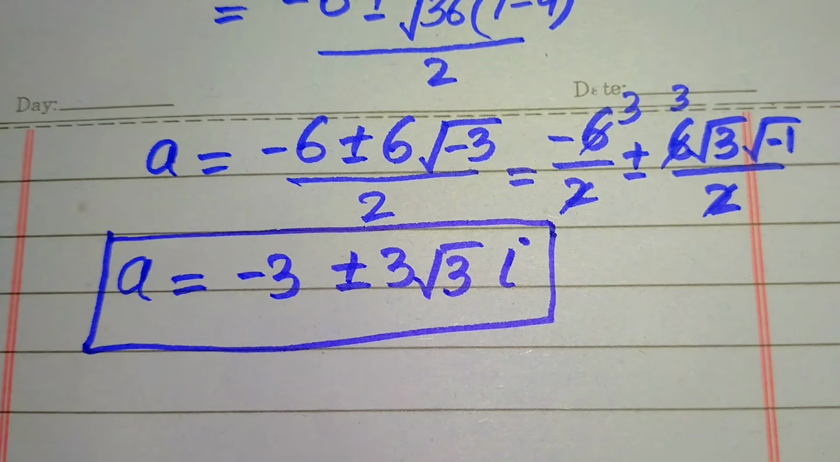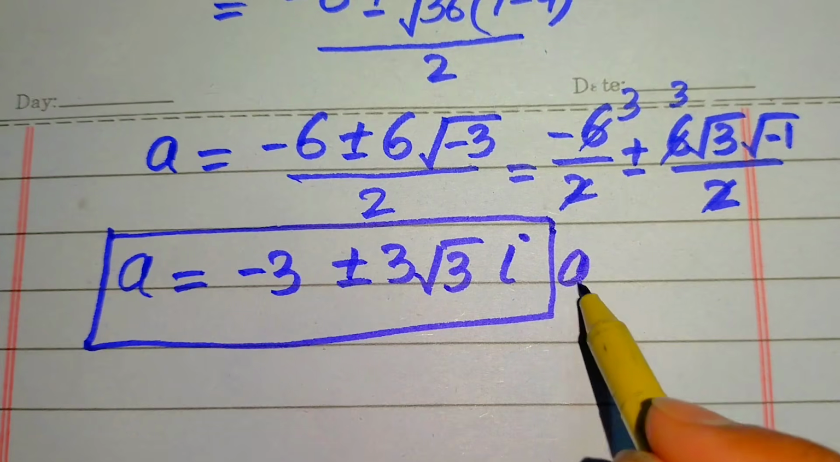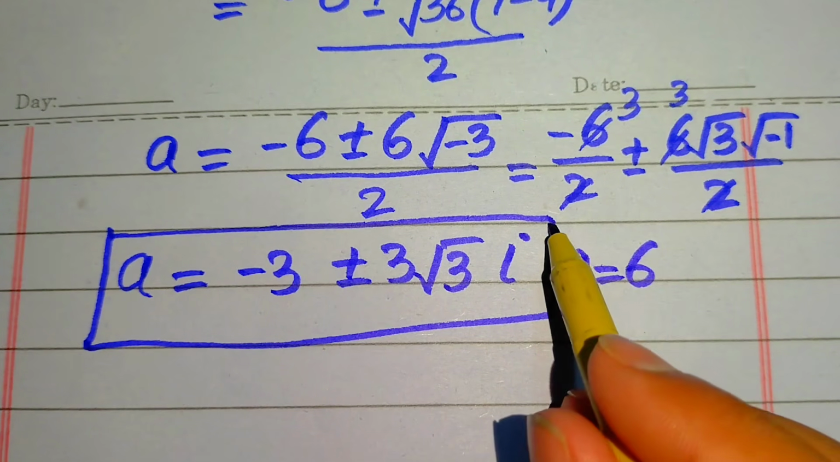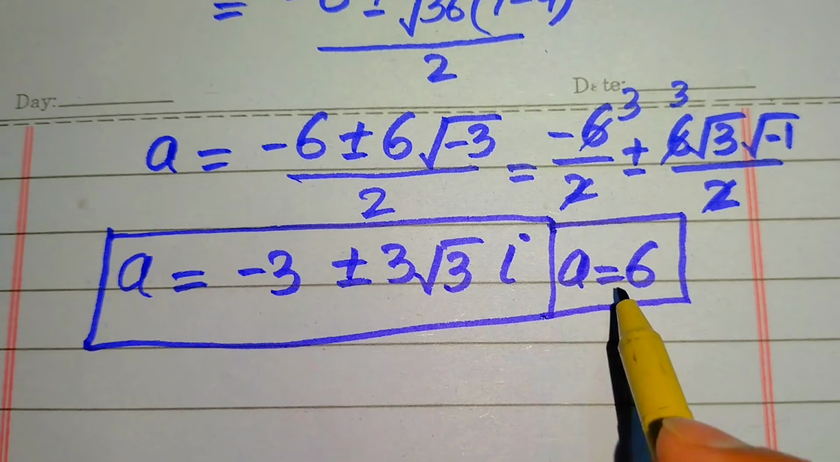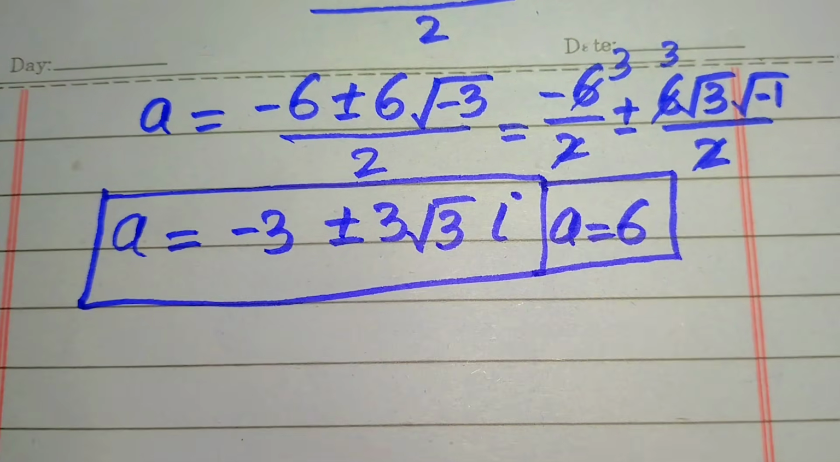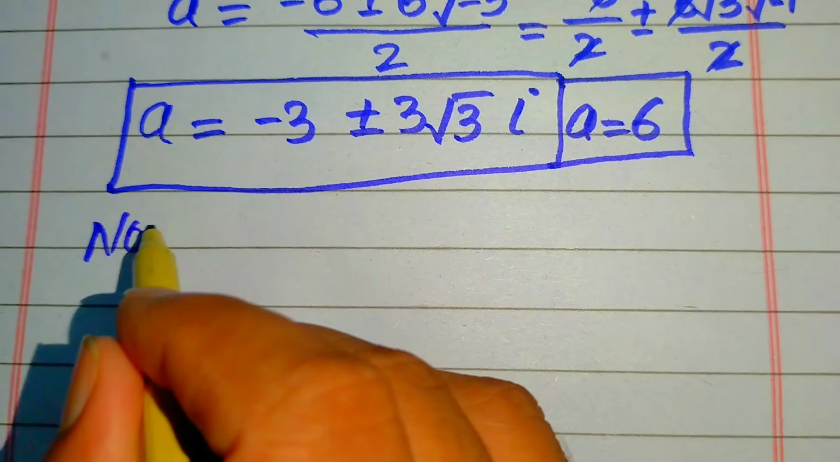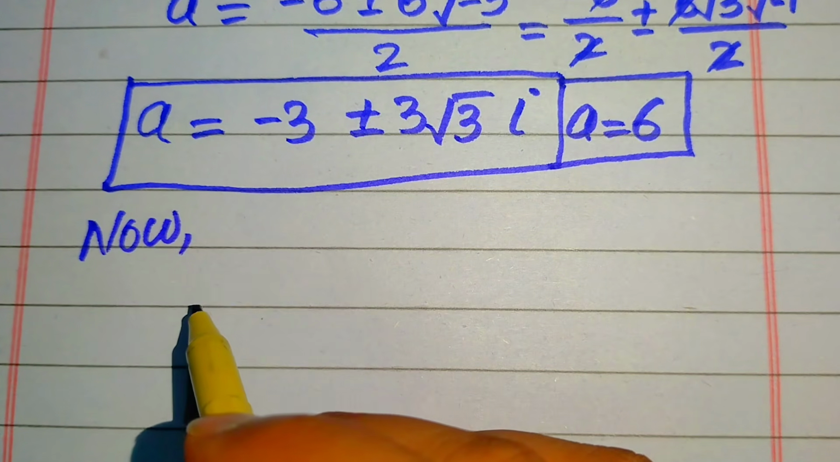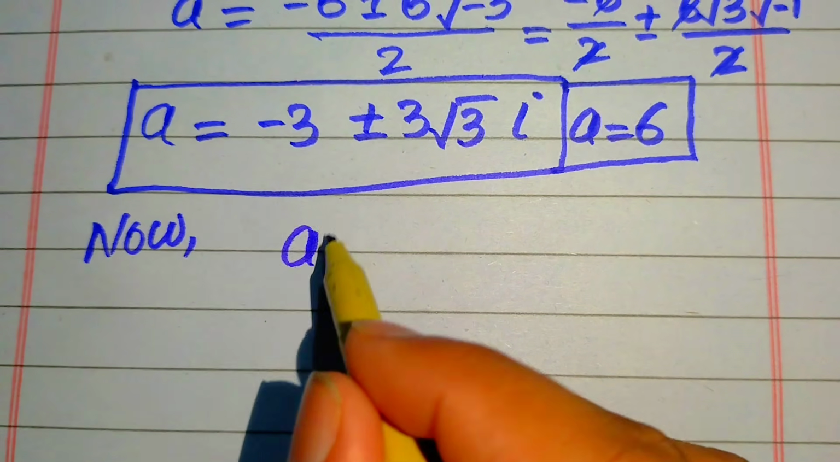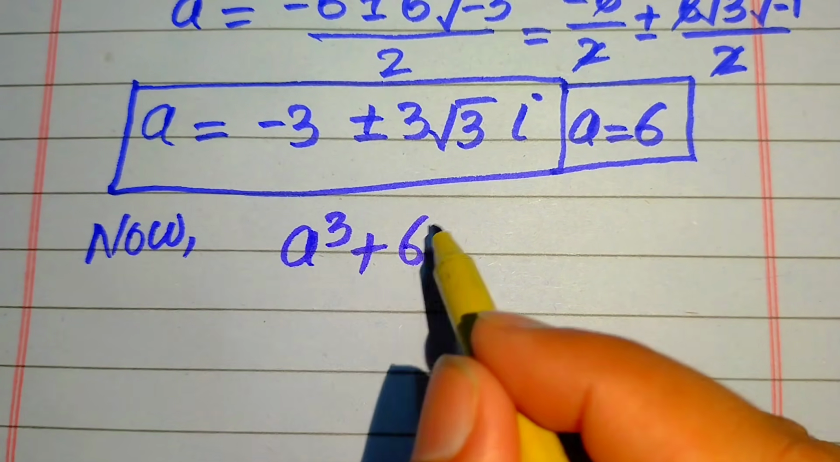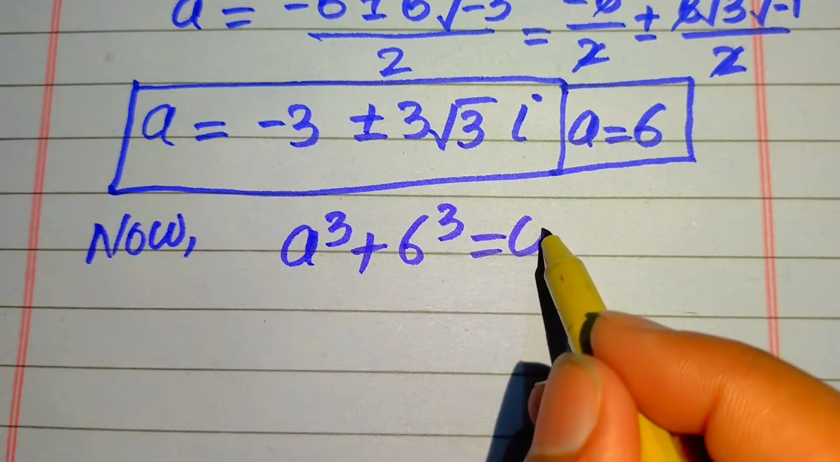So from equation number 1 we get the three roots, and these three roots are here, in which one root is real and the other two roots are complex roots. And now here we need to focus on equation number 2, so we copy down equation number 2 here, and it is a cubed plus 6 cubed equals 0.